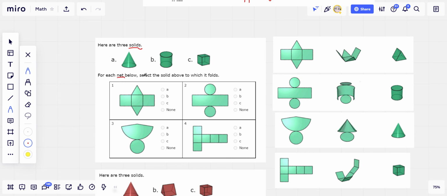So a net is sort of like, you can think of it as a paper cutout that you could fold up into that shape. So which of these is the paper cutout that would fold up or roll up into the particular solid? So that's what a net is. And over here, I've got a little guide. You can see this one here. If you fold this up, you get this triangular prism.